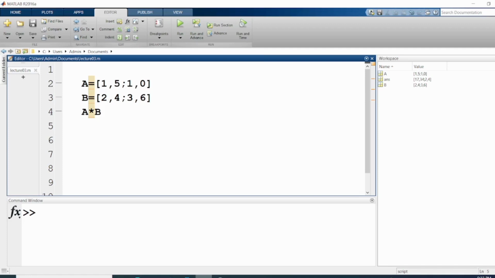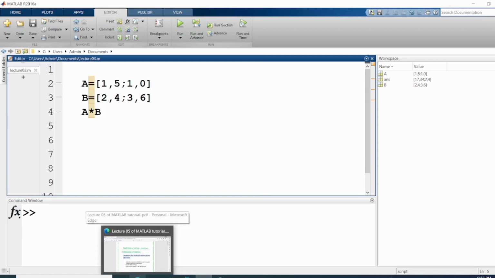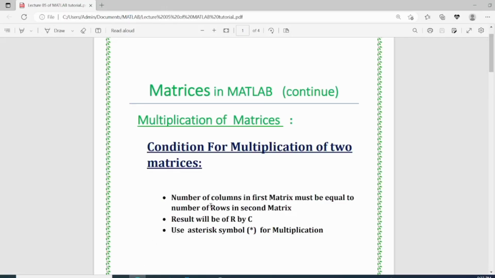In today's class we are going to talk about the multiplication of matrices in MATLAB. So let me discuss the theory first and then we will practice in MATLAB. So the heading is given over here. So again it's the continuation of matrices in MATLAB.